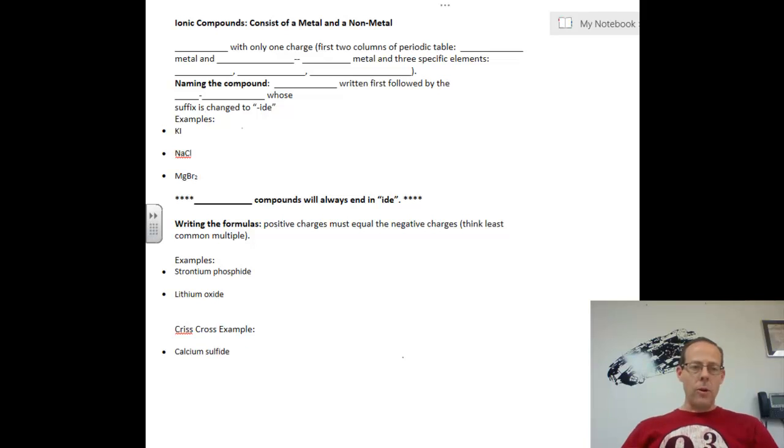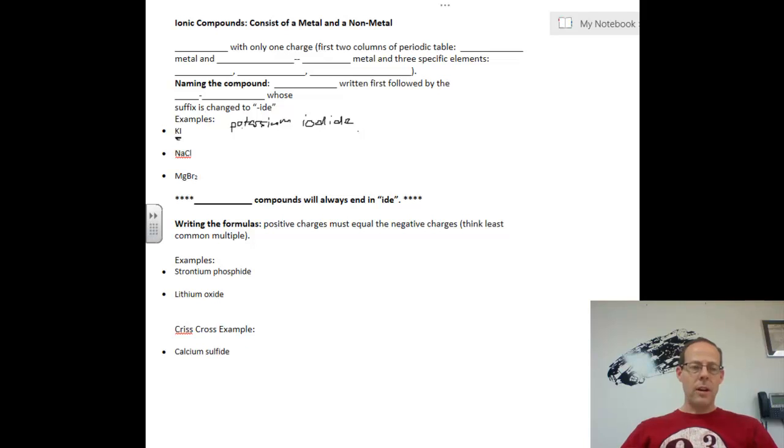Okay, so if we look at this first example, we have KI, and so right here, so K, if I underline this, is an alkali metal. Okay, so it's one of my 5 metals. So I'm simply going to write K's name, and it's potassium. And then iodine, I'm changing its ending, its suffix, from iodine to iodide. So that compound is called potassium iodide.